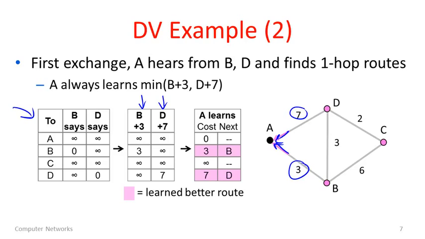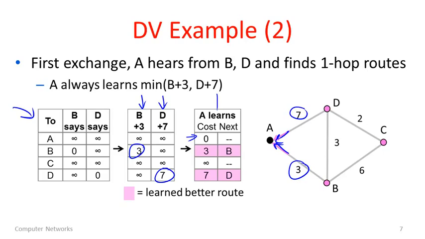So what do we have? Well, to A, that's the special case. We already had 0. For everyone else, so to B, what did we find? Here was the lowest. It's just cost 3 going directly via B. To C, we don't have any lowest cost. It's still at infinity. And to D, we have 7. So that's going to go over here.